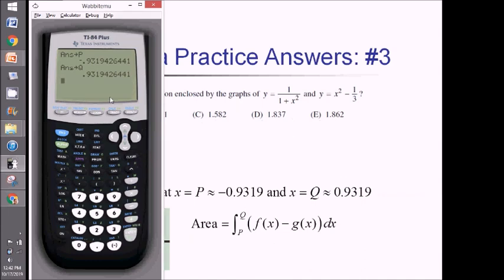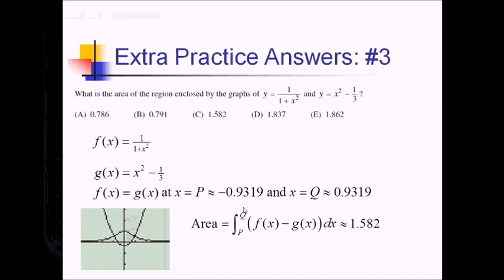So I've got math 9, integral from alpha P to alpha Q, and then inside, if I'm doing f minus g, that's going to be y1 minus y2 based on where I put things in my calculator. So we've got alpha trace to get y1, alpha trace again to pull up y2, and dx. I don't need that weird menu. All right, press enter, and that's 1.582. So that's going to give me choice C.